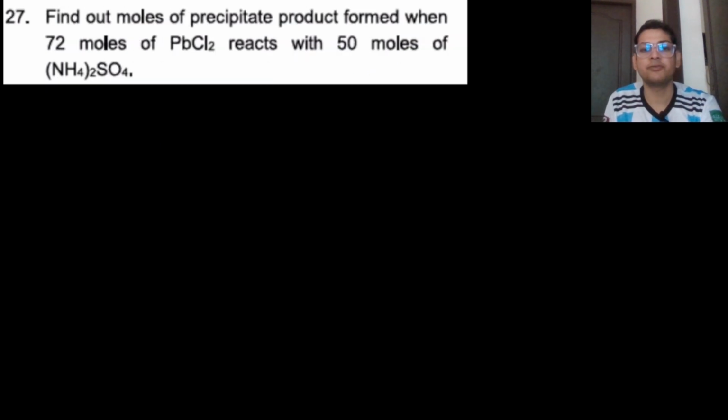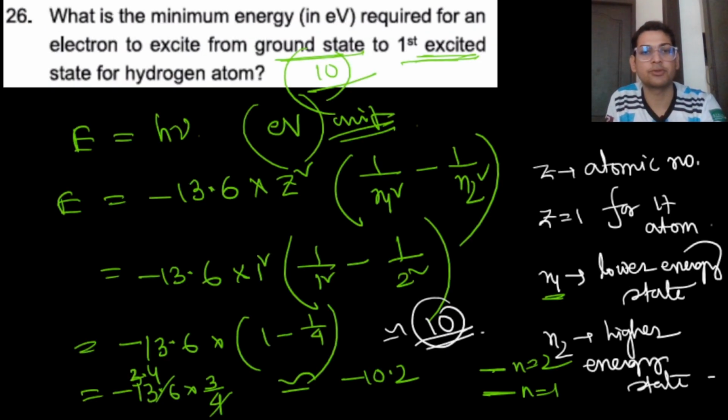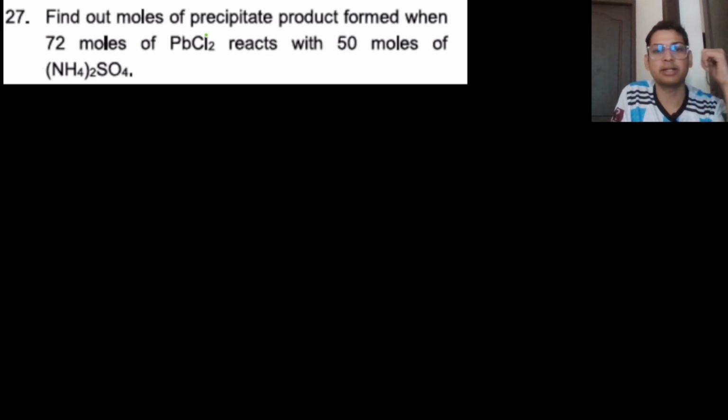Okay. Then for the next question, find out moles of precipitate product. What is the precipitate product? They didn't mention. Okay, when 72 moles of PbCl2 and 50 moles of (NH4)2SO4 are reacting. So this question is actually from limiting reagent, I guess.